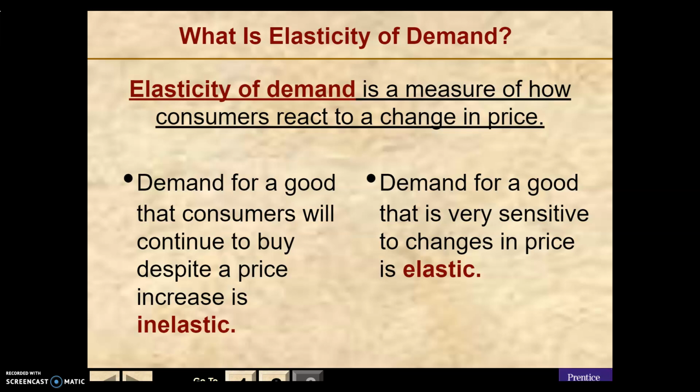So, as I was saying, the more substitutes there are for a product or good, the more elastic it's going to be. It's going to be very sensitive to changes in price, meaning people will refuse to buy things if it's too expensive, right? Or if all of a sudden the price drops drastically, everybody's going to go buy it.